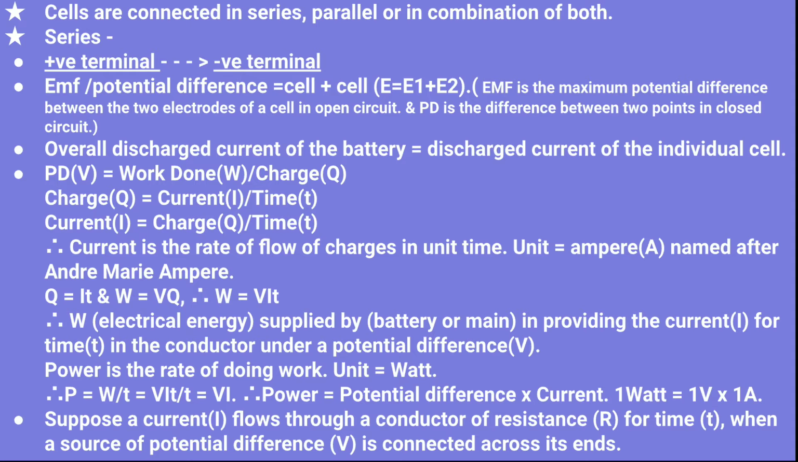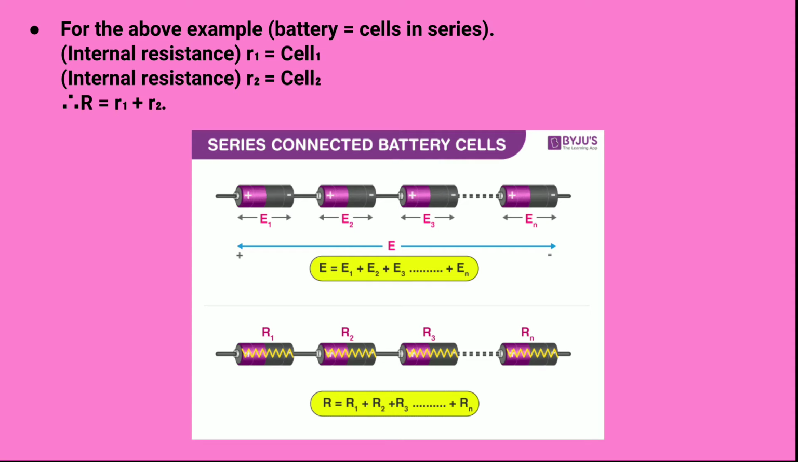Suppose a current flows through a conductor of resistance R for time t when a source of potential difference V is connected across its ends. Now from the above example, a battery is cells in series. If there are internal resistances, because when the current is flowing it has to pass through some resistance, internal resistance. If the internal resistance in cell 1 is R1, and internal resistance R2 is present in cell 2.